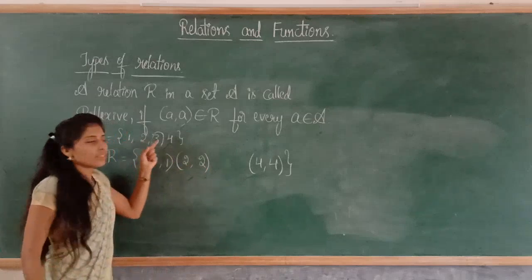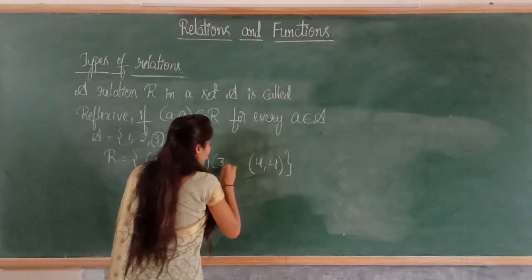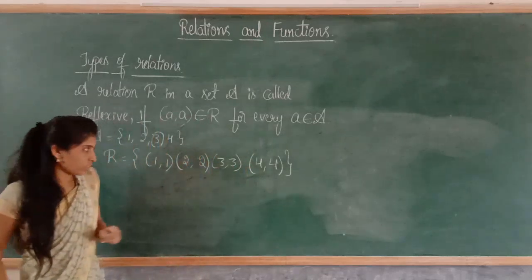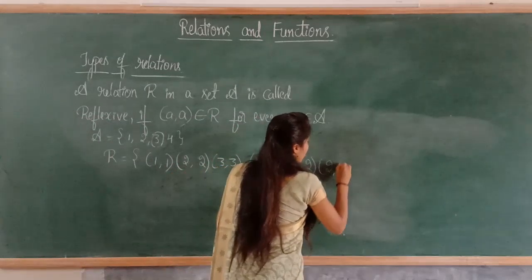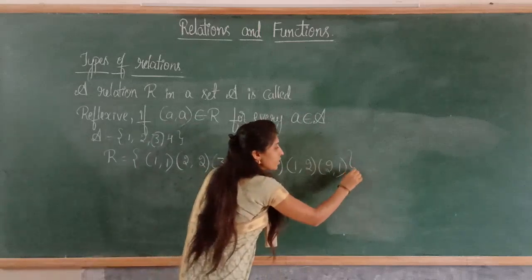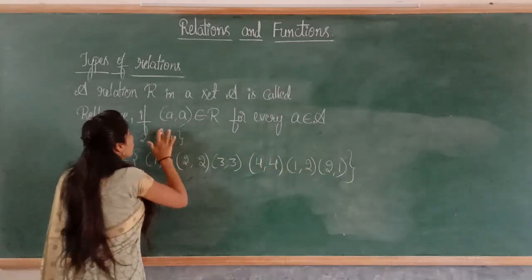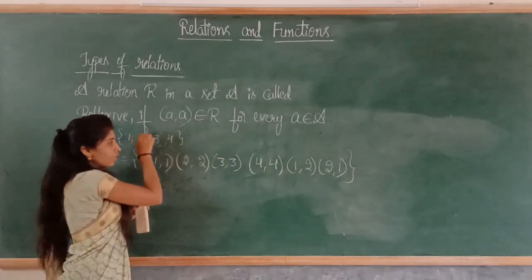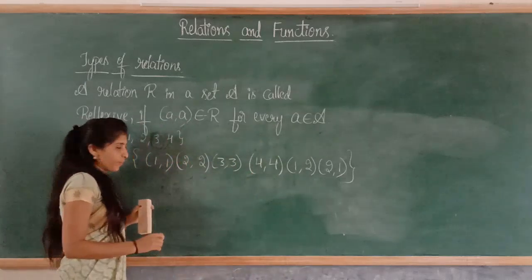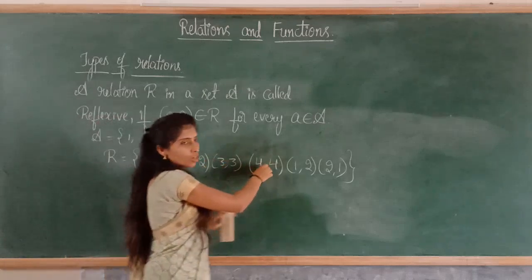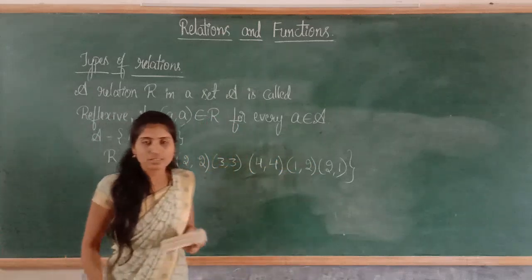Okay, all the elements of A should lie in the relation. That is (3, 3). This is reflexive. Suppose if you get any other ordered pairs like this, then also it is reflexive only. What is important in a reflexive relation is you have to just see that all the elements of A should have double pairs here. Okay, should have double pairs. See here (1, 1), (2, 2), (3, 3), (4, 4) is there. After that is not important. This is a reflexive relation.